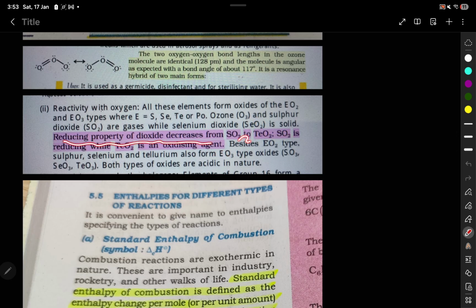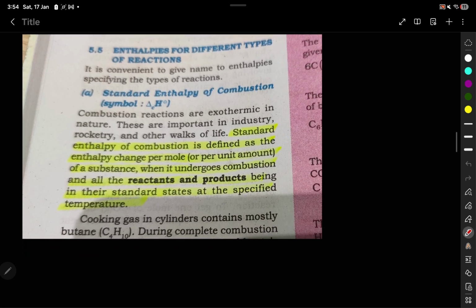Reducing property of dioxides decreases from SO2 to TeO2. SO2 is reducing while TeO2 is an oxidizing agent. Basically, as you guys can see, SO2 is all the way up and TeO2 is all the way down. So yeah, that's all.